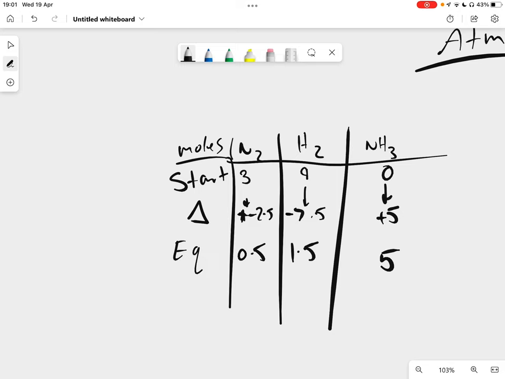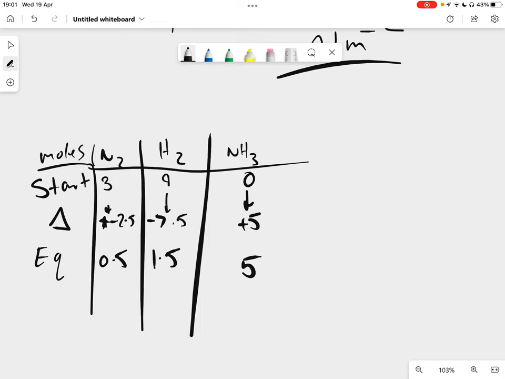Congratulations. So now we need to work out the mole fraction. I think ratio is the right word, but I like the word ratio. So at equilibrium we have 5 moles of NH3. So 5 over 5 plus 1.5 plus 0.5 is equal to 5 over 7.